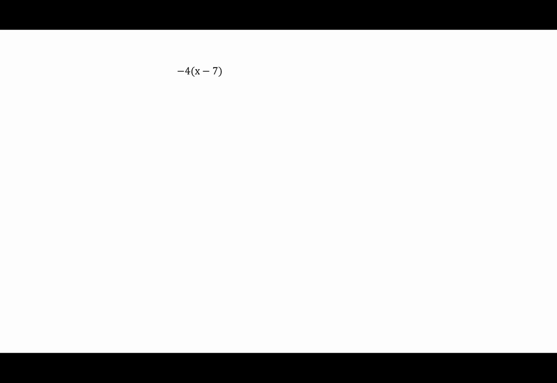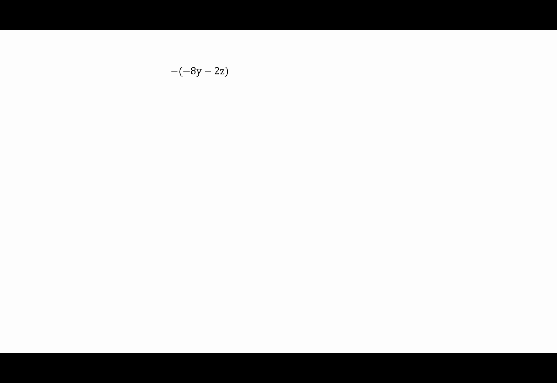So let's try this one. I have negative 4 times parentheses x minus 7. Same kind of deal. I want to do negative 4 times x. That's negative 4x. This time, when I do negative 4 times negative 7, negative is positive, so I have plus 28.